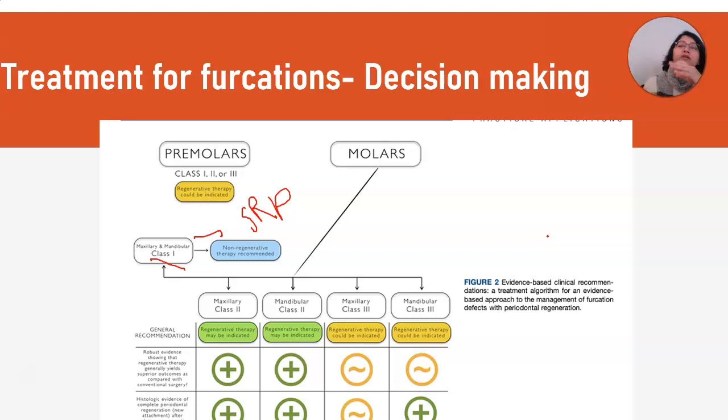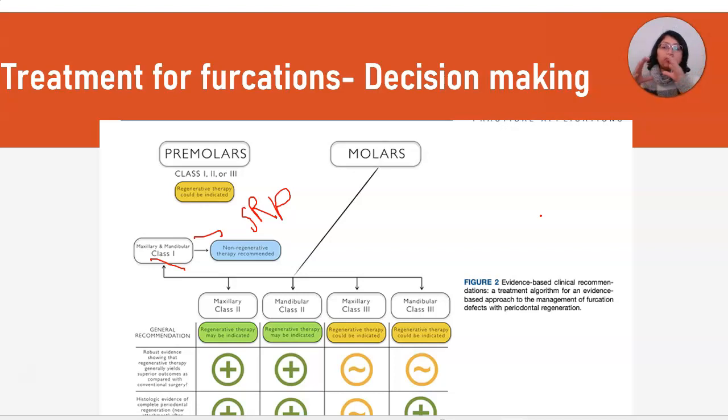For grade 2 to grade 4, I said for grade 2 you do SRP, but these patients should definitely be sent to the periodontist also for further evaluation. Grade 3 and grade 4 definitely should be sent to the periodontist for further evaluation, because the treatments for grade 3 and grade 4 are surgical. They will be doing GTR or osteoplasty or, if needed, hemisection. We don't do hemisection, but this is something that a periodontist would figure out.